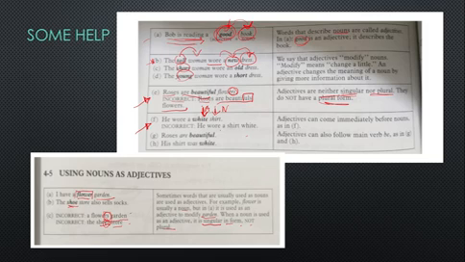En cambio en el español, sí, ¿verdad? Nosotros decimos una camisa blanca, una camisa negra, una camisa amarilla, un pantalón corto, un pantalón largo, un pantalón con cremallera, sin cremallera, pero en la regla anglosajona es al revés. The adjectives can come immediately before nouns, as in F.